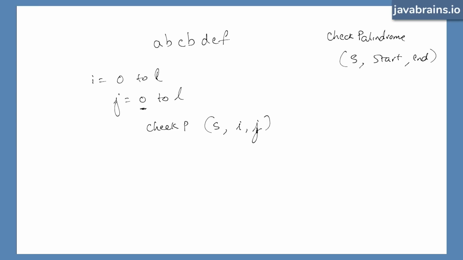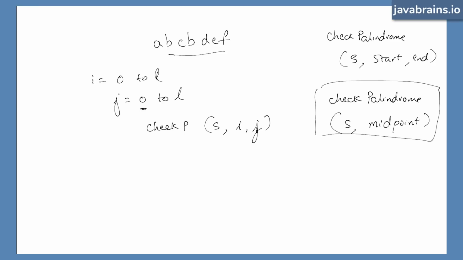However, let's say I were to use this other, alternative approach, check palindrome, where I'm starting from the middle. Take the string and then the midpoint. Now, if I were to use this method to check if a string is a palindrome or not, how many loops do I need? You guys see this? I just need one loop because I'm just passing in the midpoint here.